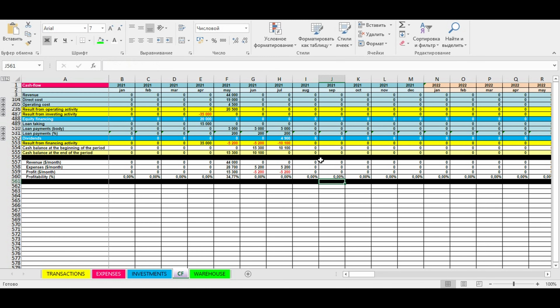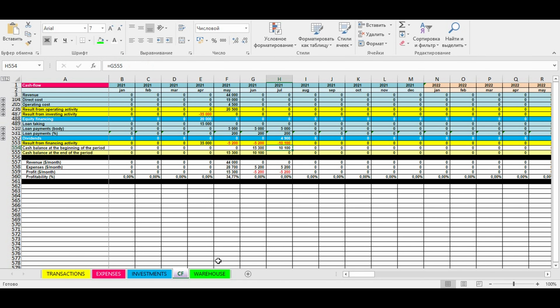So we can assume that we can take this $4,900 as a net profit and take it to our pocket. And here on the bottom of cash flow statement we can see the revenue, total expenses, total profit and total profitability each month.